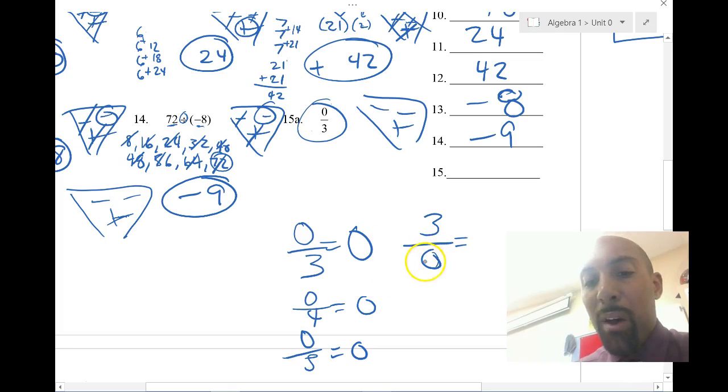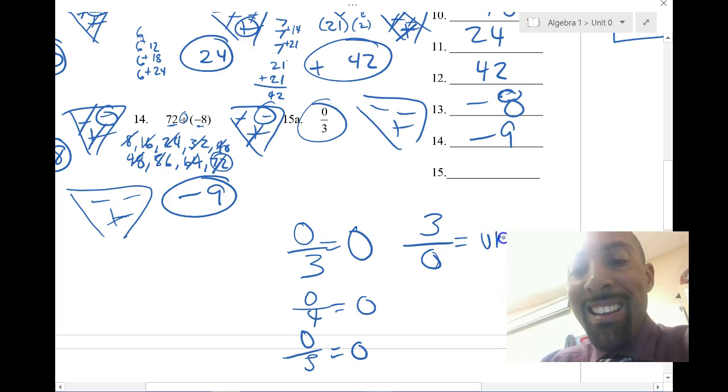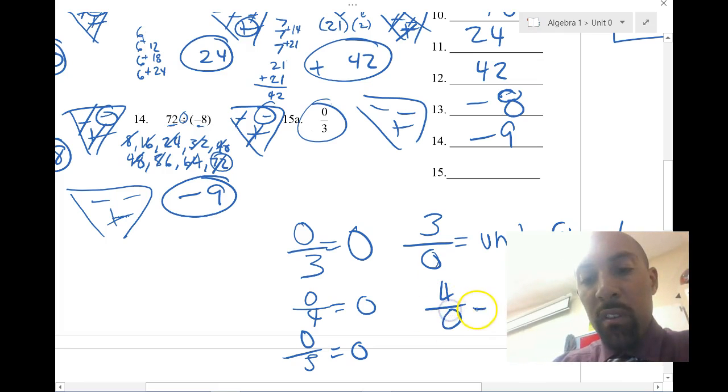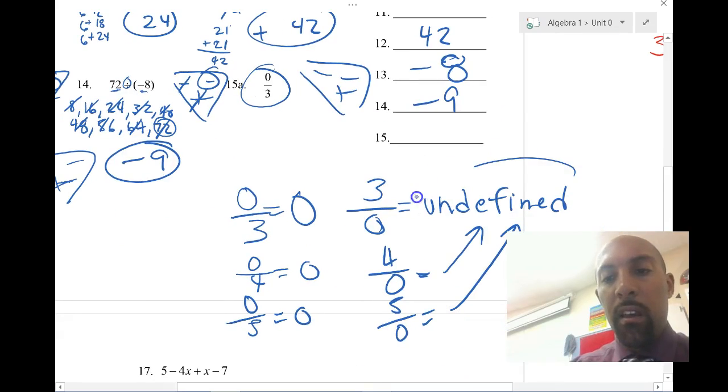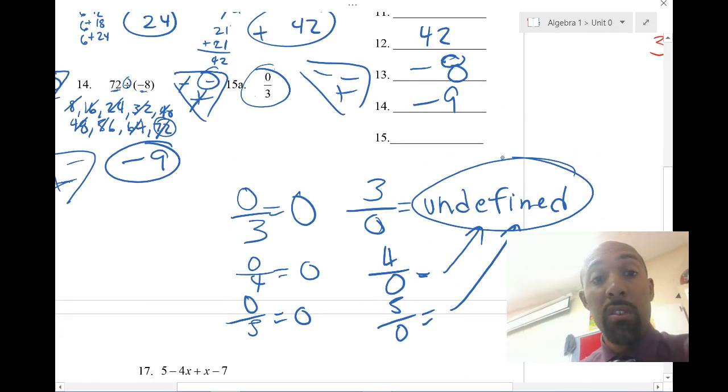But if 0 is on the bottom, that makes no sense. You can't have 3 parts of 0. That makes no sense. We call this undefined. If it's 4 over 0, 5 over 0, okay, anytime 0 is on the bottom, it's going to be undefined. Okay, and I'll write that on the board to remind you. Okay, there's 2 different answers. It's either going to be 0 or it's going to be undefined.